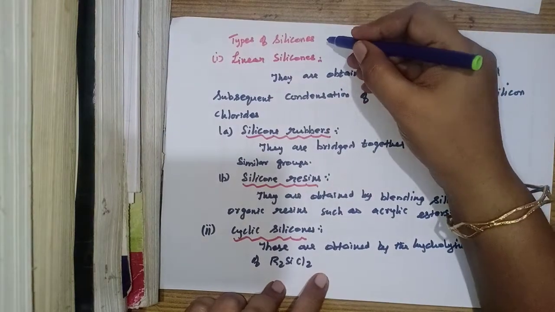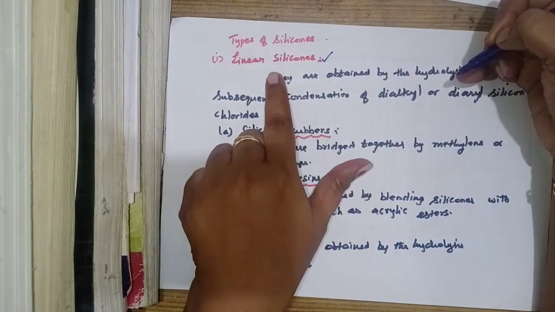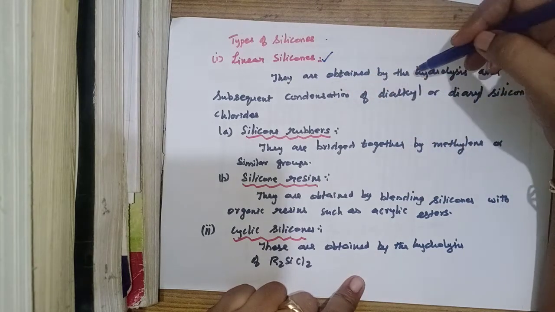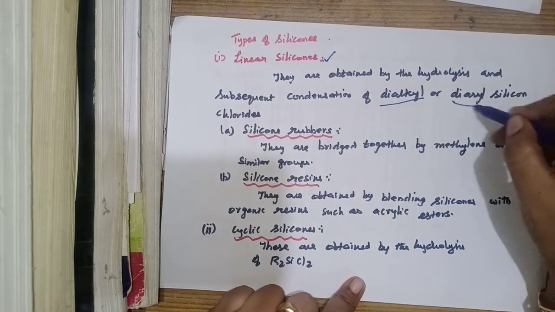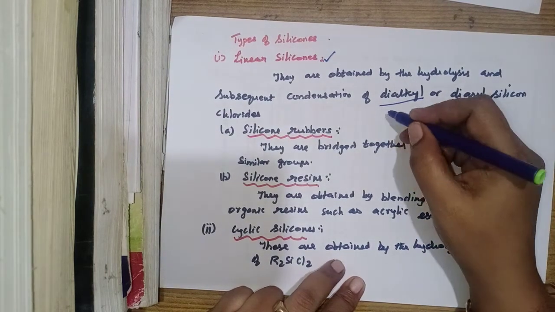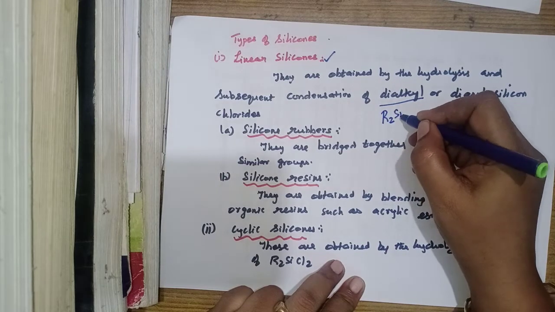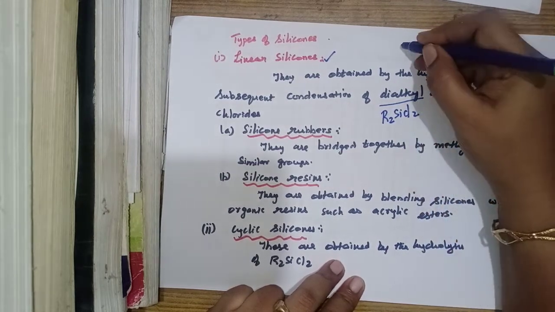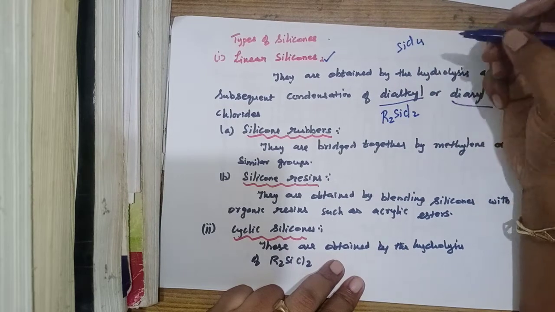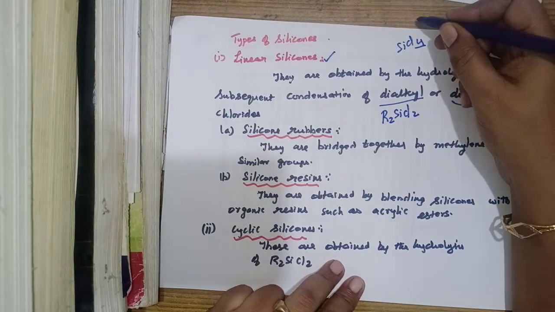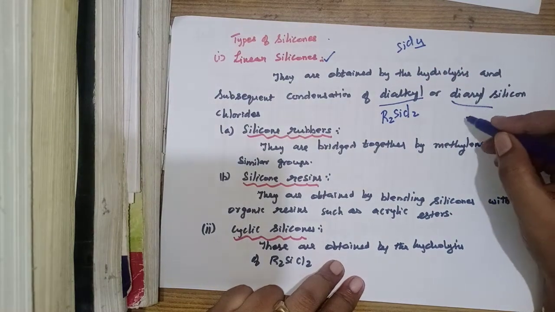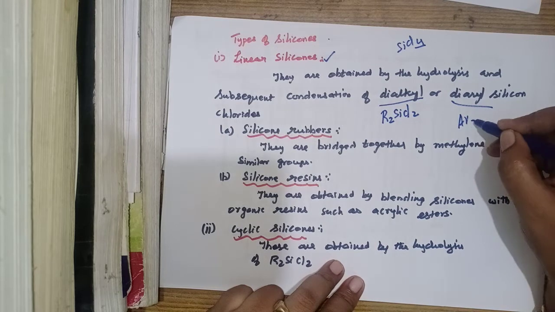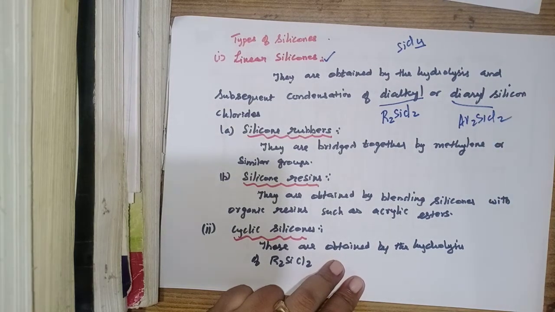Now the types of silicones. First we'll see the linear silicones. They are obtained by hydrolysis and subsequent condensation of dialkyl silicon chloride. Dialkyl means R2SiCl2. Silicon tetrachloride is SiCl4. Remove 2 chlorines and substitute alkyl groups, R2SiCl2. What is aryl? Ar2SiCl2. An aromatic group is aryl.